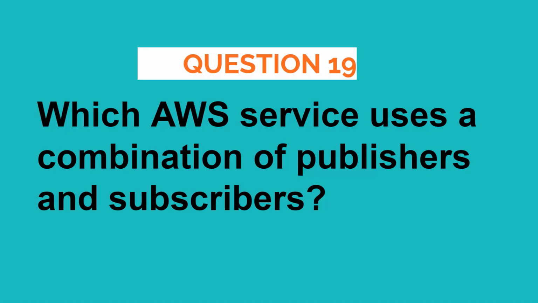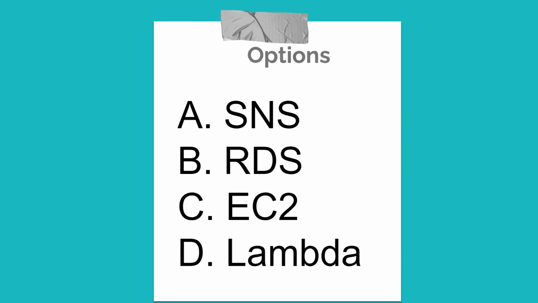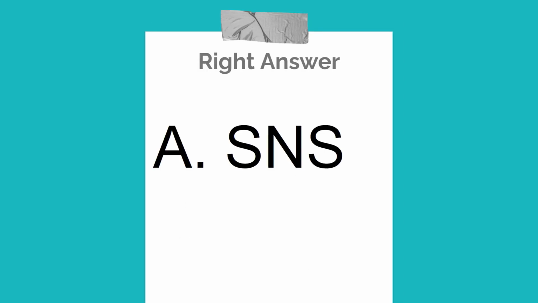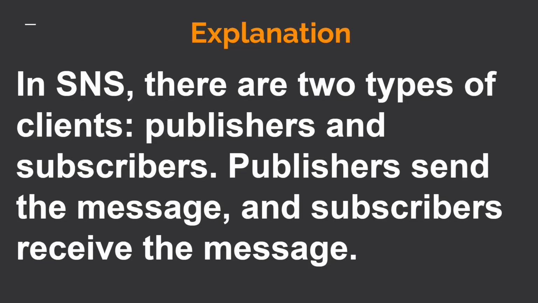Question 19. Which AWS service uses a combination of publishers and subscribers? Options: A. SNS, B. RDS, C. EC2, D. Lambda. Right answer is A. SNS. Explanation: In SNS, there are two types of clients: publishers and subscribers. Publishers send the message and subscribers receive the message.